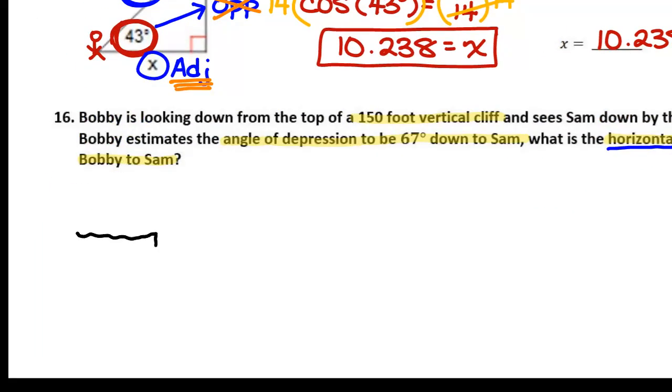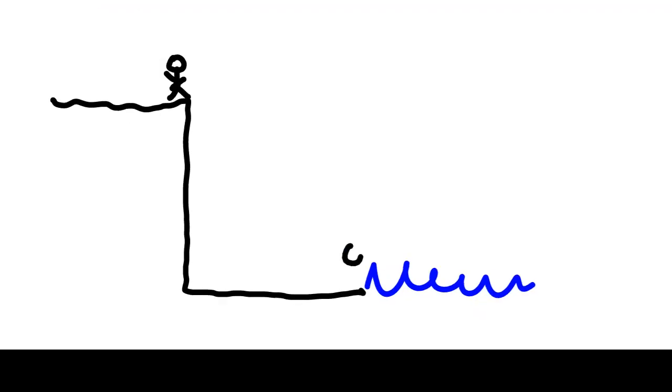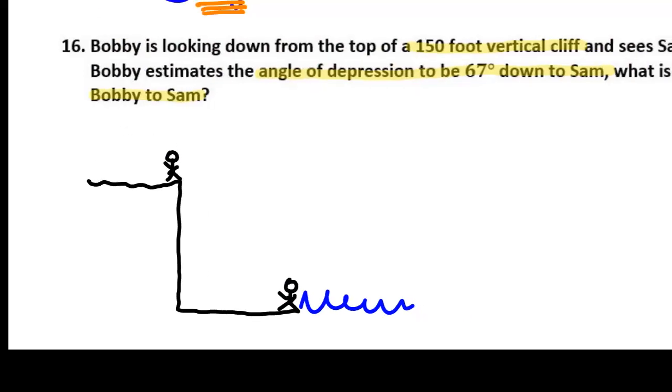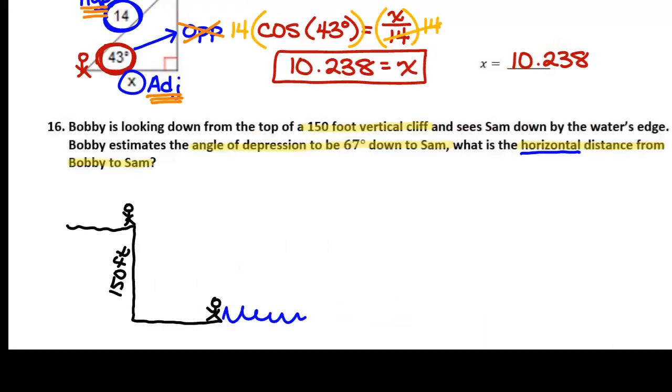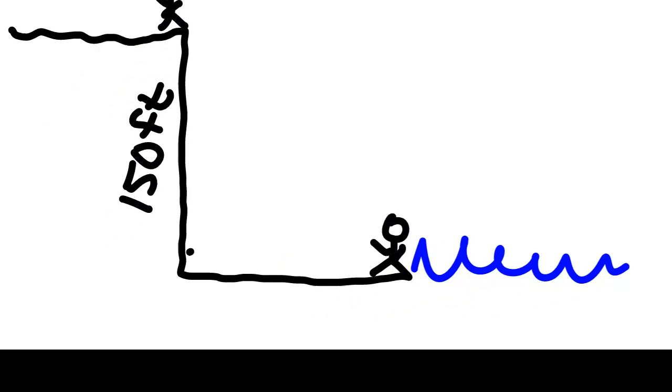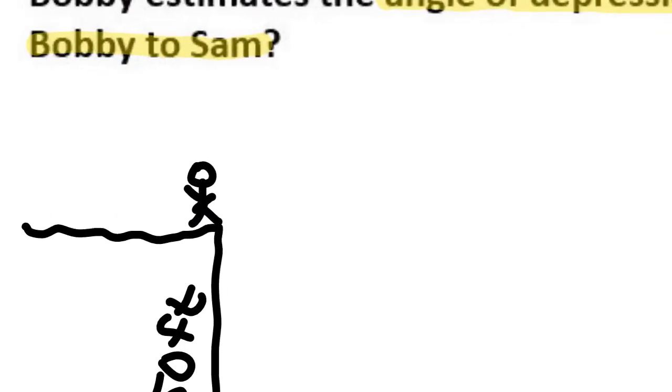So we have a vertical cliff. And then apparently there's some water over here. One person is up on the cliff. One person is down by the water's edge. We know that the cliff is 150 feet up in the air. The cliff and the ground on the bottom are forming a right angle. And then we have this angle of depression.